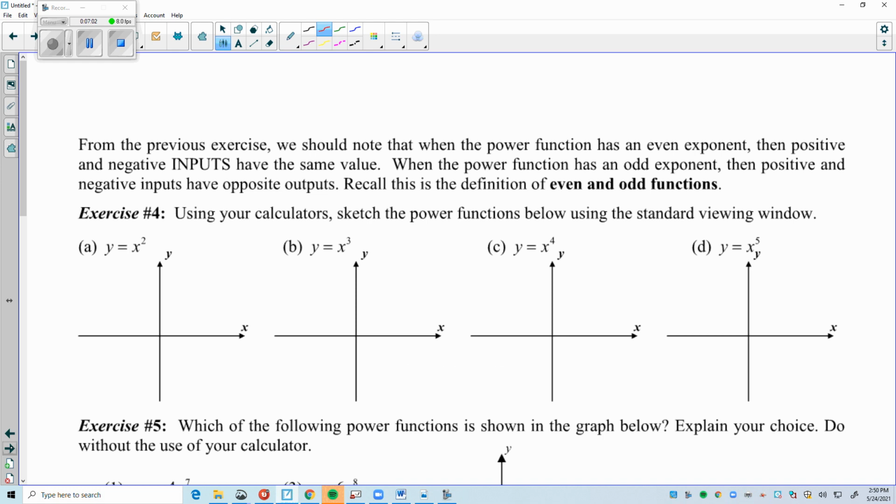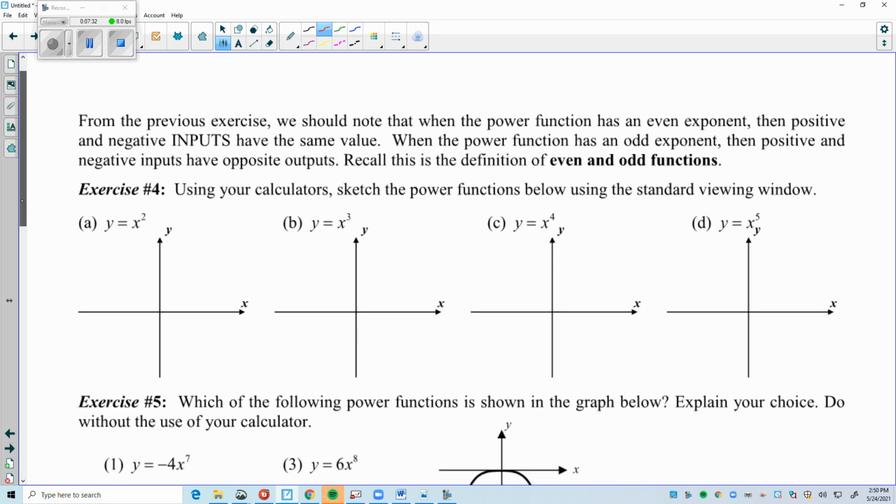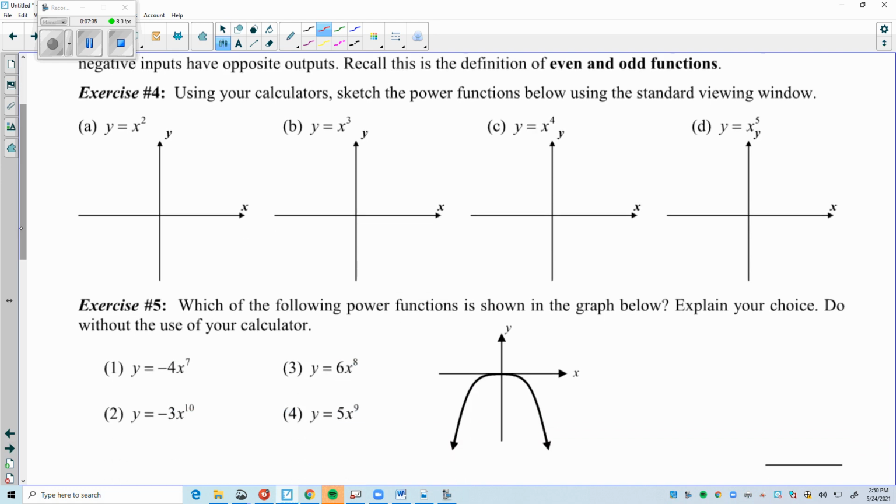It says, from the previous exercise, we should note that when the power function has an even exponent, then the positive and negative inputs have the same value. When the power function has an odd exponent, the positive and negative inputs have opposite outputs. And that's the definition of our even and odd functions. We could use our calculators to sketch the power functions below and check what we're going to get. I'm hoping we don't need our calculator to graph just a plain old x squared.